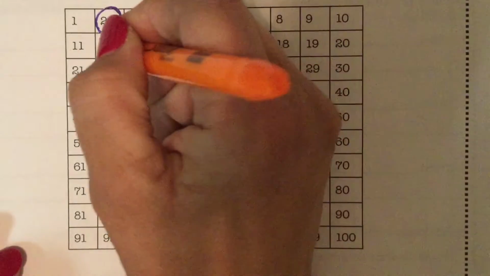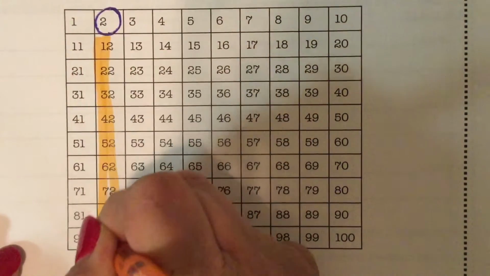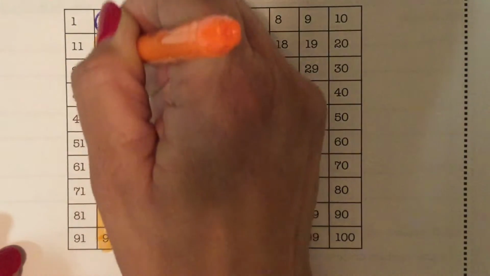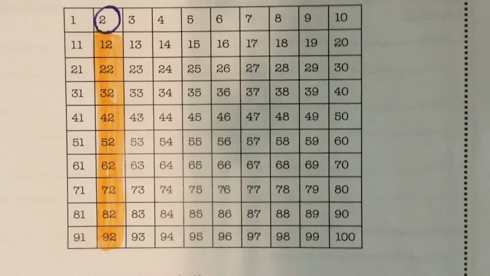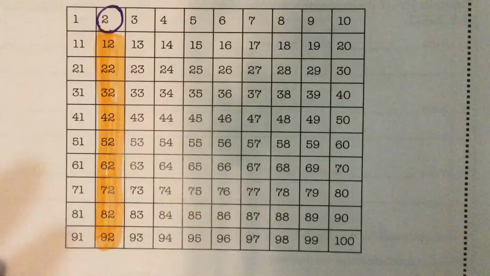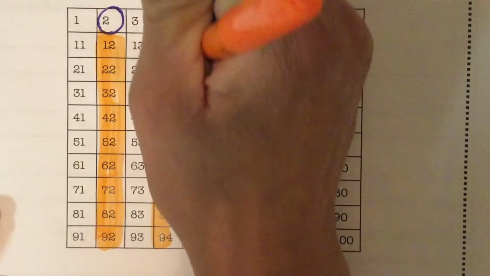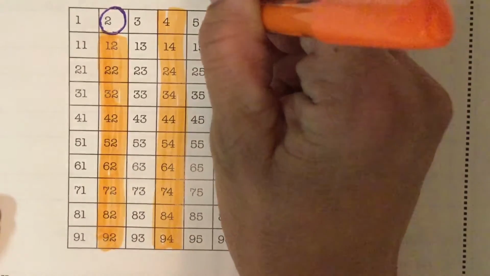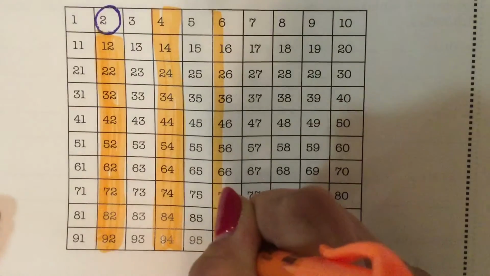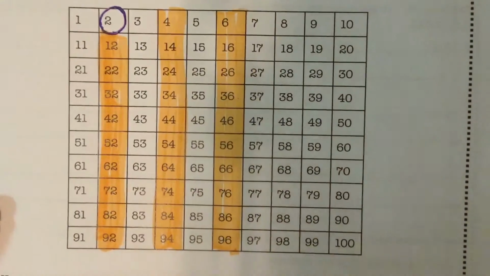And then I'm going to highlight all the way down my 2's, because those are all going to be composite numbers since they're all divisible by 2. Same thing with my 4's. I'm going to highlight my 4's all the way down. So 2, 4, 6's. 6's are all going to be composite numbers because they all end in a 6, which is an even number. So they will all be divisible by 2.